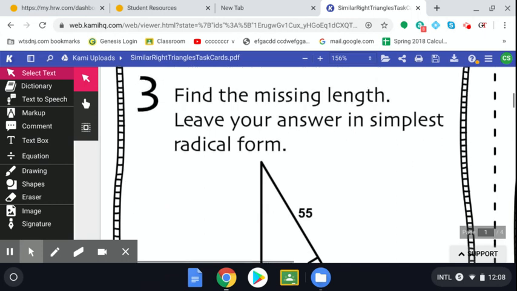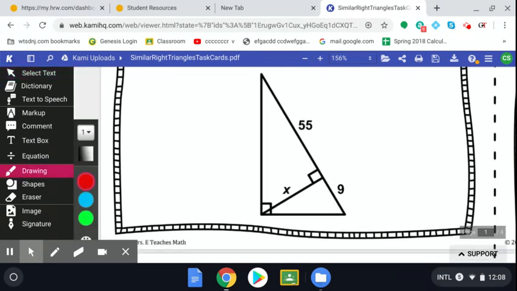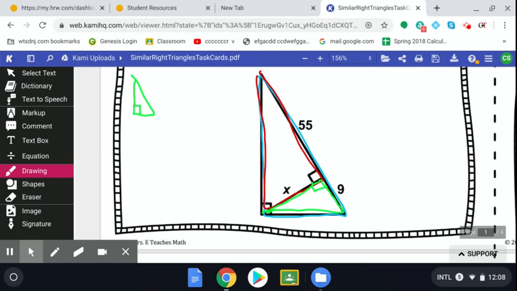Okay, so it says, find the missing length, leave your answers in simplest radical form. So I'm going to follow the same procedure for this one. And I'm going to say that the blue triangle is the outside one. The red triangle is the second biggest triangle. And the green triangle is this little one over here. And of course, that's a right angle. So I'm going to redraw the triangles. This is the little one. That's the right angle.